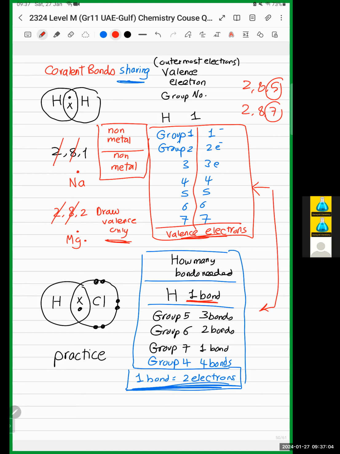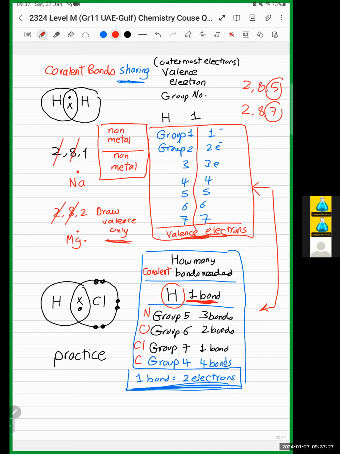If you are with hydrogen, you will make only one covalent bond. So how many covalent bonds do you need to form for an element of group 5? 3 bonds, like nitrogen. What about oxygen? Any element in group 6, you form 2 bonds. Any element in group 7, like chlorine, you form only 1 bond. Any element in group 4, like carbon, you form 4 bonds.